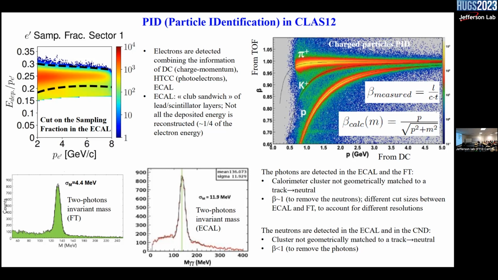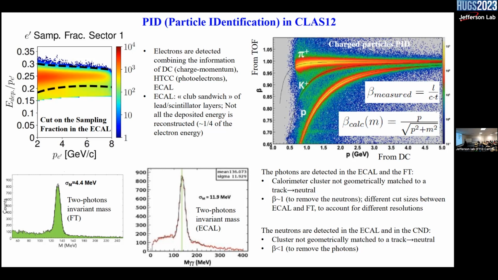Then photons, as you saw, for DVCS measurements, also for exclusive pi zero measurements, we need to detect photons. For the photons, we detect them in CLAS12, both in the electromagnetic calorimeter and in the forward tagger. You see here some images that show you the resolution that we obtain with the forward tagger for 2 photons in invariant mass peaking at the pi zero mass. And this is the case of the ECAL, and there is a much better resolution that we get for the forward tagger, almost a factor 3 better.